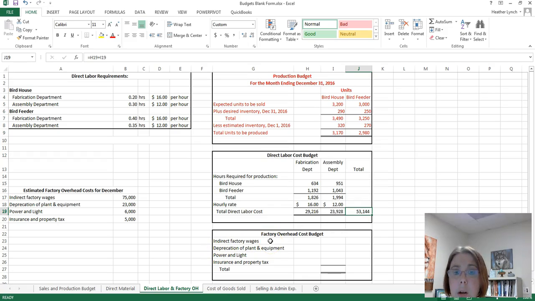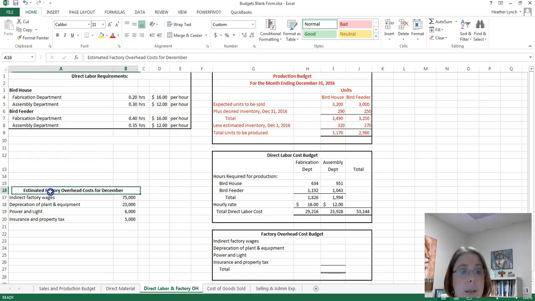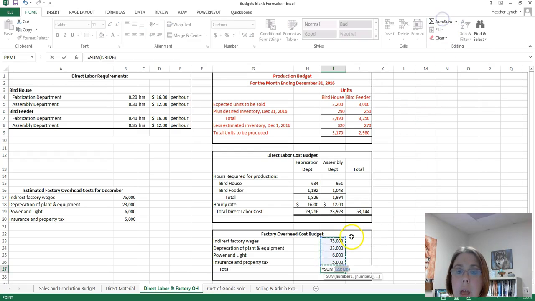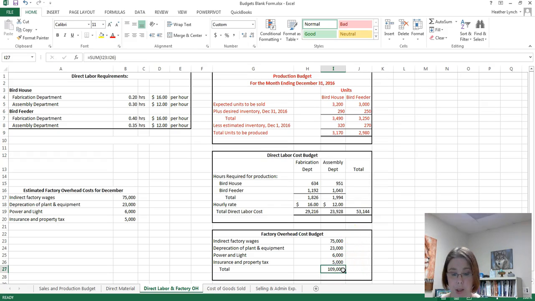Okay, factory overhead cost budget. They've given us an estimated factory overhead cost for December. Indirect factory wages are $75,000. Depreciation of plant and equipment is $23,000. Power and light is $6,000. And they've estimated insurance and property tax to be $5,000. Add those together, and then we have our factory overhead cost budget. So not a lot involved in the factory cost if they've given this to us.